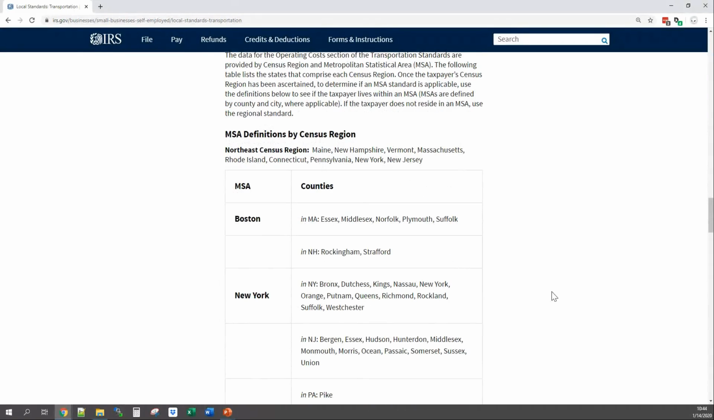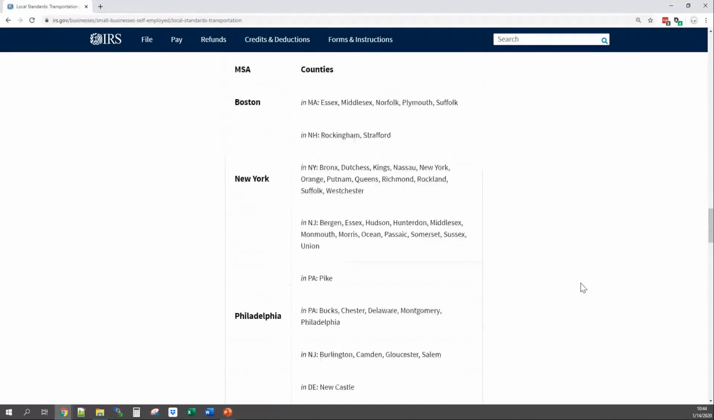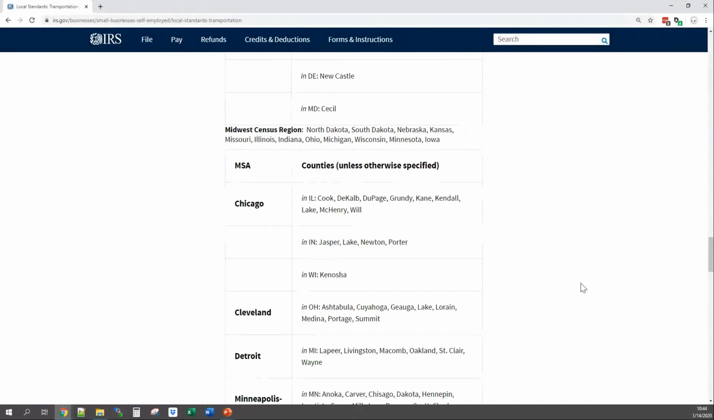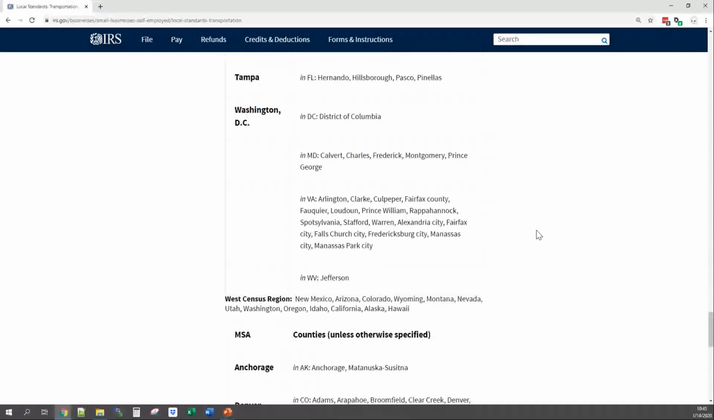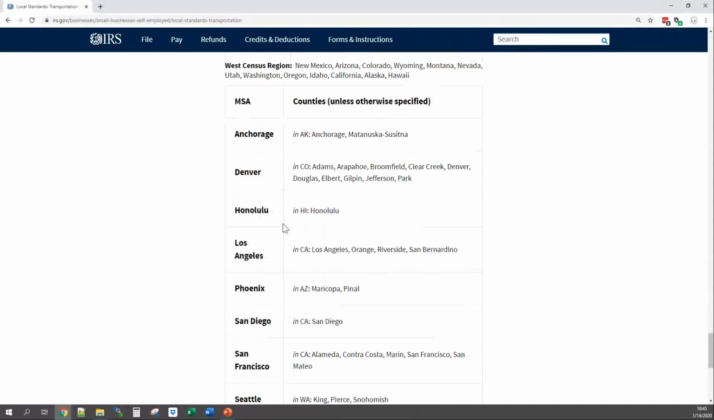Well, what makes up Boston? Boston is defined as these counties in Massachusetts and these two counties in New Hampshire. So if your client lives in one of those counties, then they get basically penalized by $7 a month on their maximum allowable transportation operating costs.